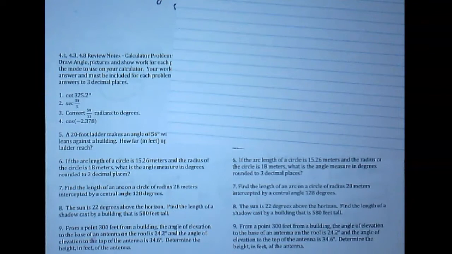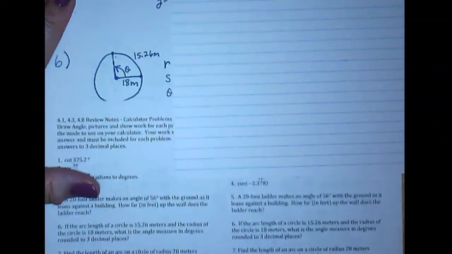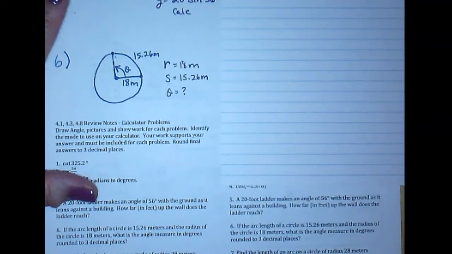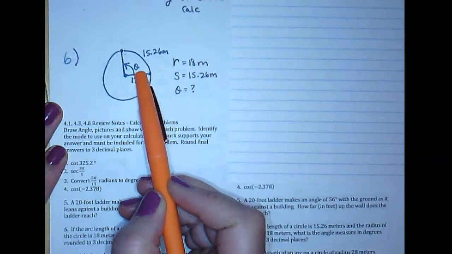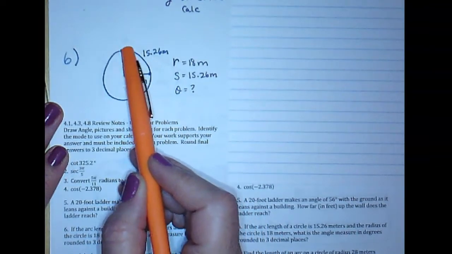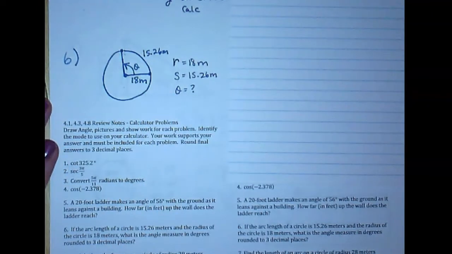Problem 6, the arc length of a circle is 15.26 meters, and the radius of the circle is 18 meters. What is the angle measure in degrees rounded to 3 decimal places? So we're wanting to find the angle measure in degrees. First off, we're going to draw a picture. I know that I have a circle and the radius is 18, and then I'm talking about a theta angle in here that is corresponding to this arc on the outside of the circle, which is 15.26 meters. And so what we're trying to find is theta.